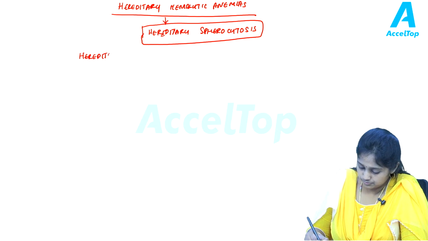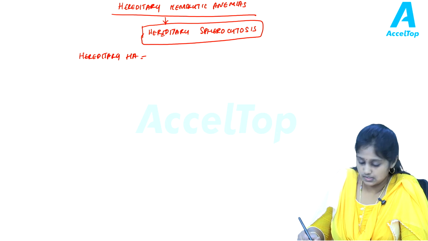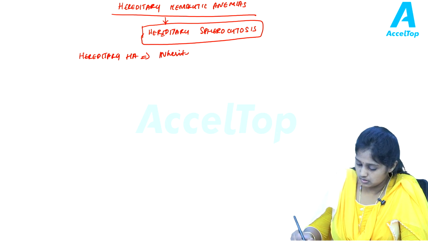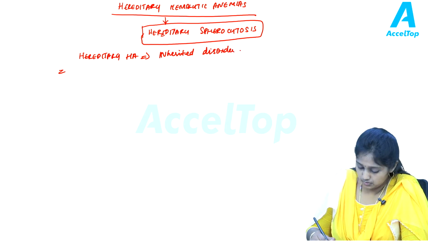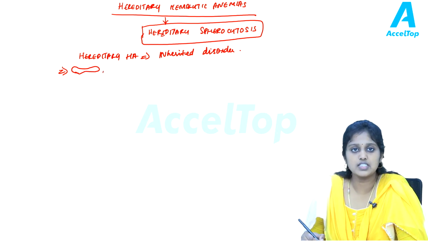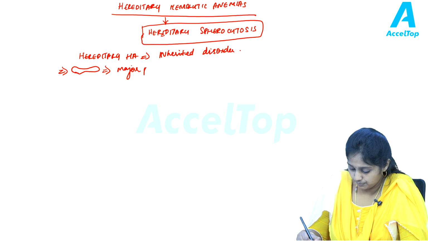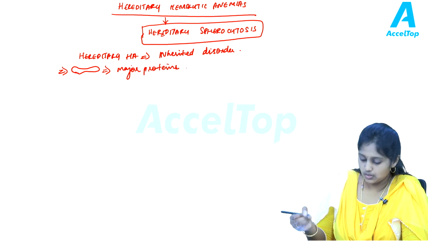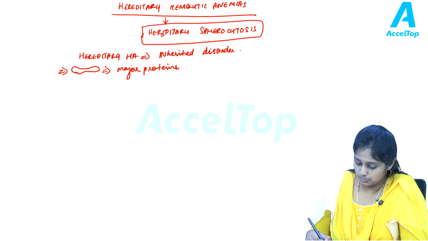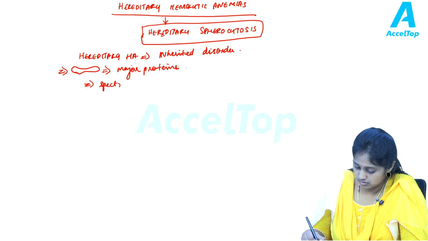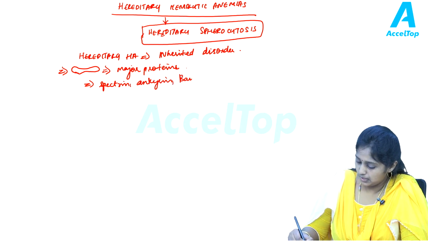Hereditary hemolytic anemias are inherited disorders. The normal biconcave shape, the structure, the strength and flexibility of RBCs are maintained mainly because of major proteins. Among these major proteins, you have to remember at least spectrin, ankyrin, band 4.1 and band 3.